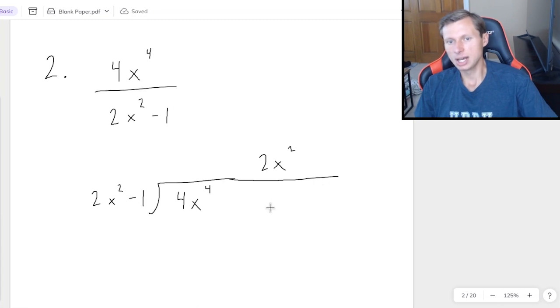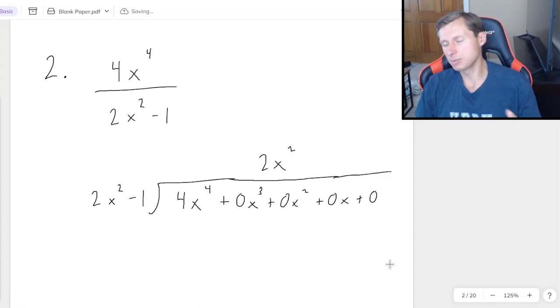And one thing you can do to help yourself out, this is not a requirement, is you can write plus 0x cubed plus 0x squared plus 0x plus 0, because that's going to help remind me that those terms are still there. They just happen to be zeros right now. So anyways, I have to distribute my 2x squared to 2x squared minus 1. That's going to be 4x to the fourth minus 2x squared.